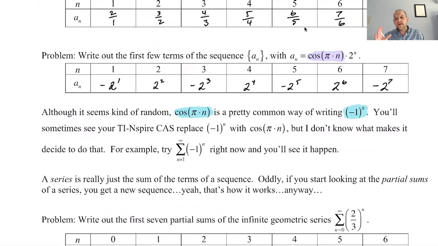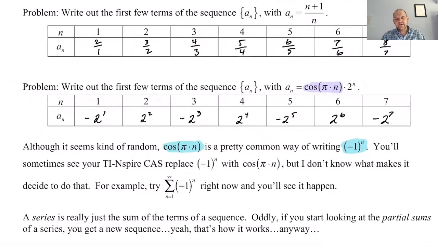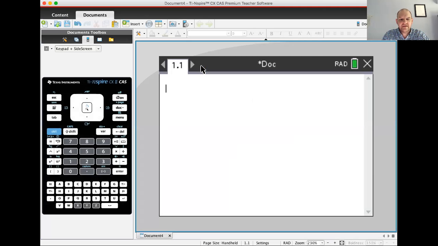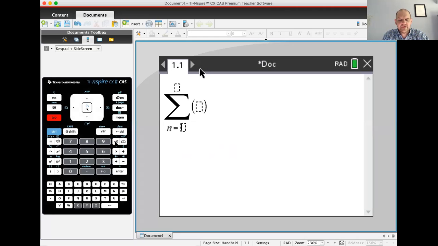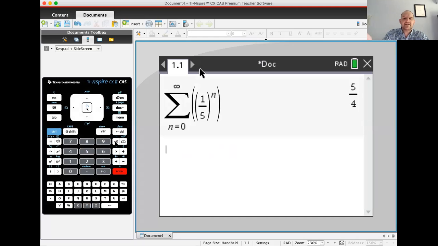So your calculator actually will do this very strange thing. Let me see if I can share that with you. If it doesn't know what to do, the calculator tries to do things. So for example, I'm going to give it an infinite sum that it can actually find. I'm going to go from 0 to infinity of 1/5 to the n. Okay, and it gives me an answer, right?